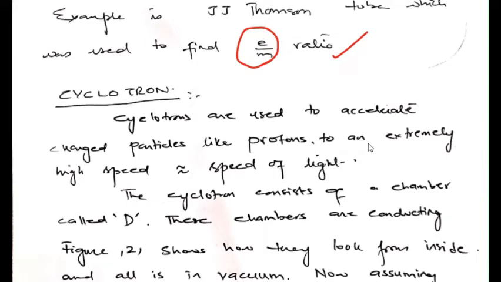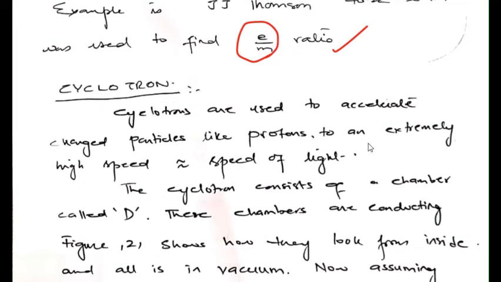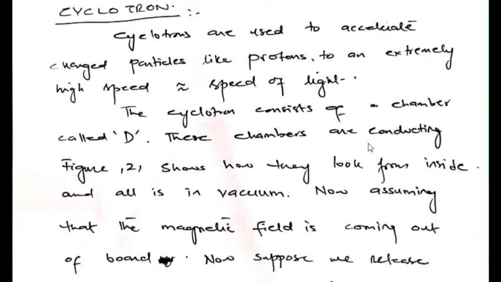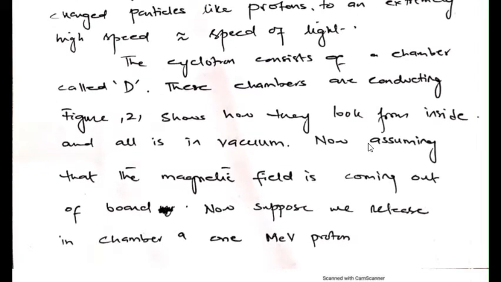Cyclotrons are basically used to accelerate charged particles like protons to an extremely high speed, approximately equal to the speed of light. The cyclotron consists of a chamber. Mostly these chambers are commonly known as Ds. These are conducting chambers. I'll show you the figures in a while, which show how they look from inside, and the whole process takes place in a vacuum.